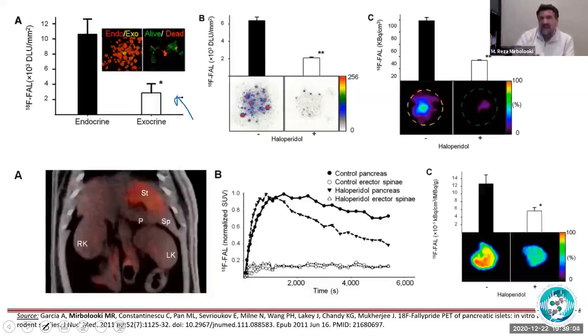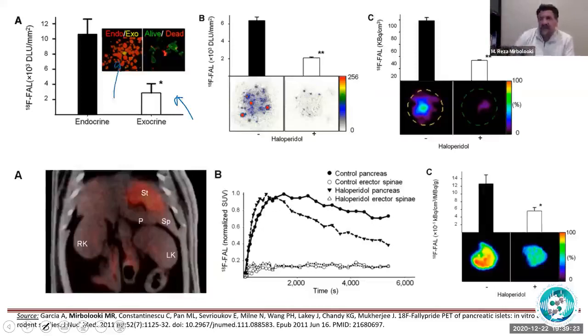So what we did is that we basically isolated. There is a process called pancreas isolation, or pancreatic islet isolation. In a process of about 3 to 4 hours, we can isolate those pancreatic islets from the whole pancreas. So we did this, and then we stained them.